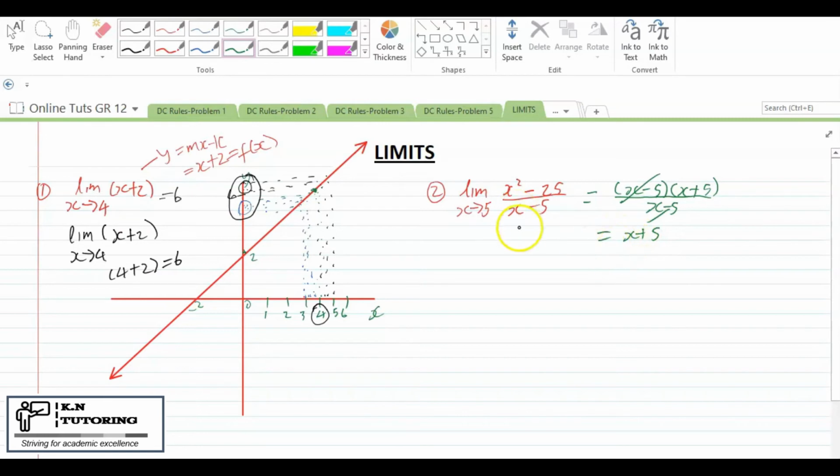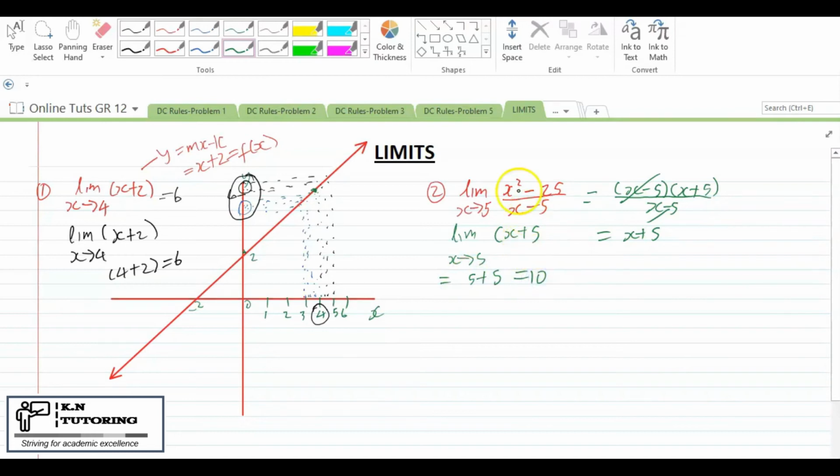So now this is the same as the limit as x approaches 5 of x plus 5. Now I can substitute my x value, and say this will be 5 plus 5, which is equal to 10.